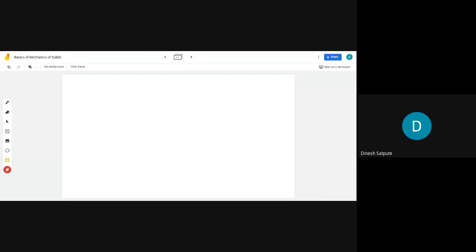Next, I'll give you 2 to 3 numericals, 2 to 3 examples which you have to solve as homework. And tomorrow we'll increase the difficulty level of the numericals. And this you have to solve as homework. Example 2 for homework.